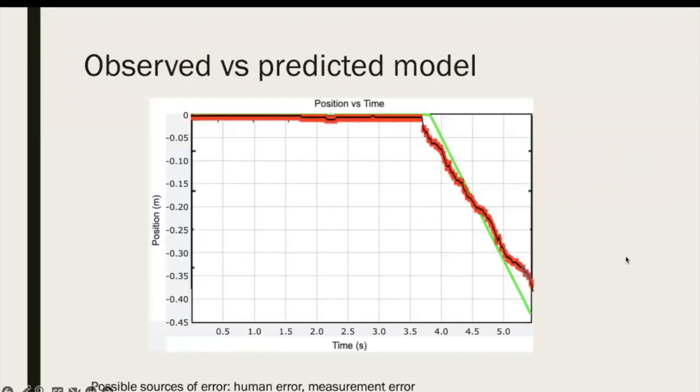So here's the observed and predicted motion that I put together. We can see it's a pretty similar result. They're just a little bit off at the end. There are some possible sources of error, like human error and measurement error, that can cause that.